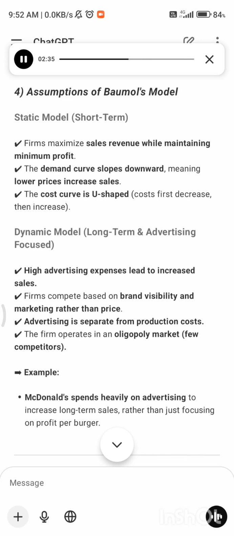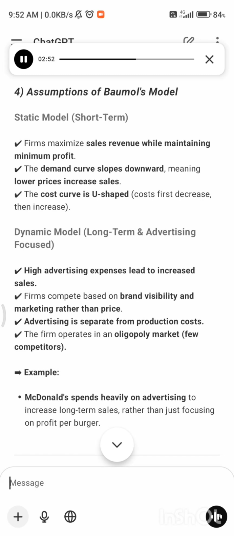4. Assumptions of Baumol's model. Static model, short term. Firms maximize sales revenue while maintaining minimum profit. The demand curve slopes downward, meaning lower prices increase sales. The cost curve is U-shaped. Costs first decrease, then increase.